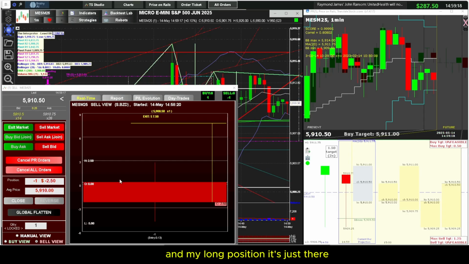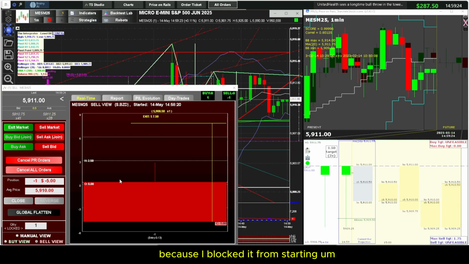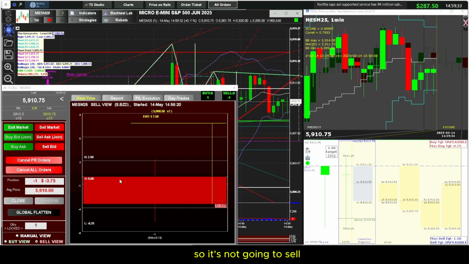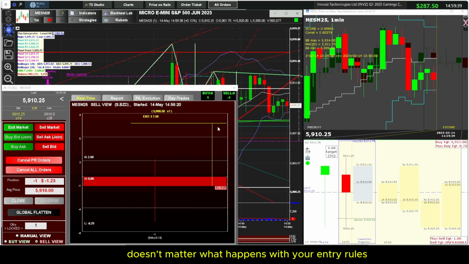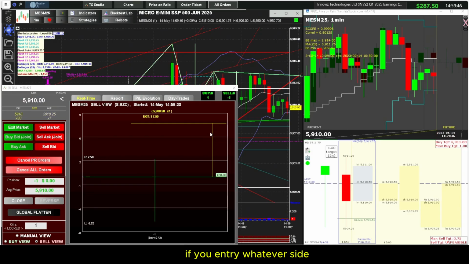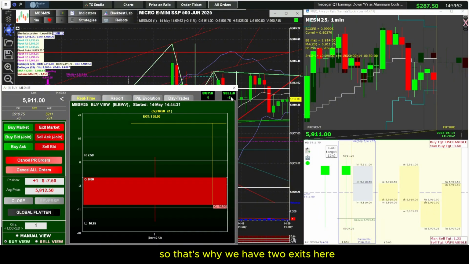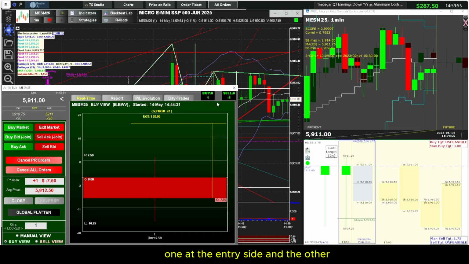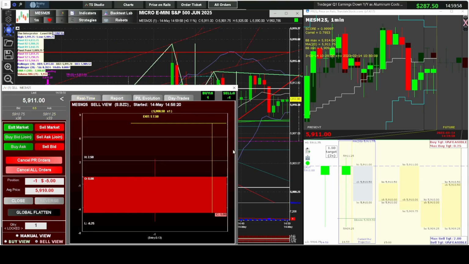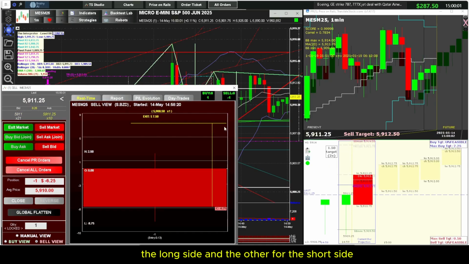And my long position is just there. The agent will not start anything right now because I blocked it from starting a position against another position that already exists. So it's not going to sell. I am selling, not the bot. But the exits, no matter what happens with your entry rules, if you enter on whatever side, the exit will be controlled by the bot. So that's why we have two exits here, one for the long side and the other for the short side.